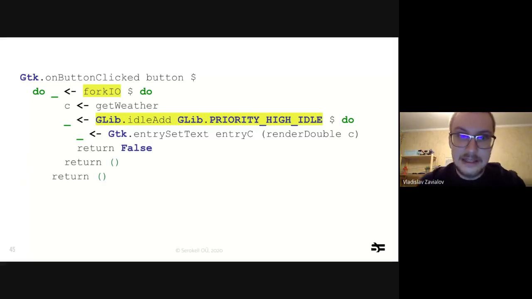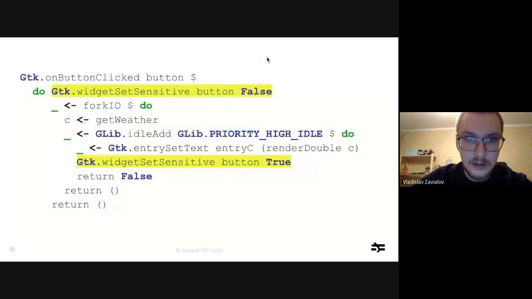You can prioritize these tasks. And in this particular case, what I've got here is that I fork a worker thread. The worker thread does the network request, or just waits 3 seconds. This does not interfere with the user interface. But then when it's finished, when it's got the results, it adds another callback to the queue, and this callback will set the text using GTK entry set text. It is now within this callback safe to work with GTK widgets.